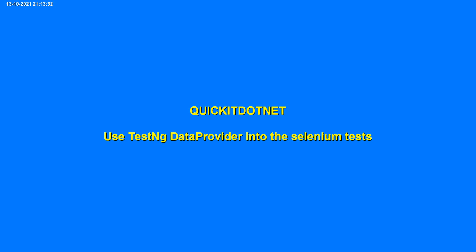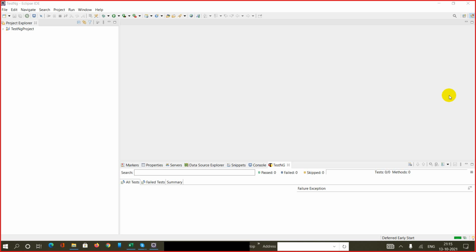Okay. So, in today's session we are going to see how to use the data provider in a Selenium test. In this we are going to see a login application. It will accept two parameters, username and password. So, how are we going to create the login application with my data provider, and we can run the same test multiple times and validate the login.